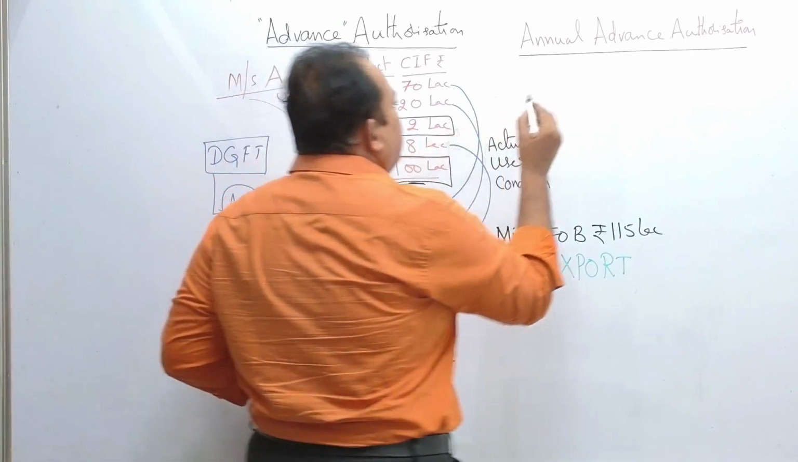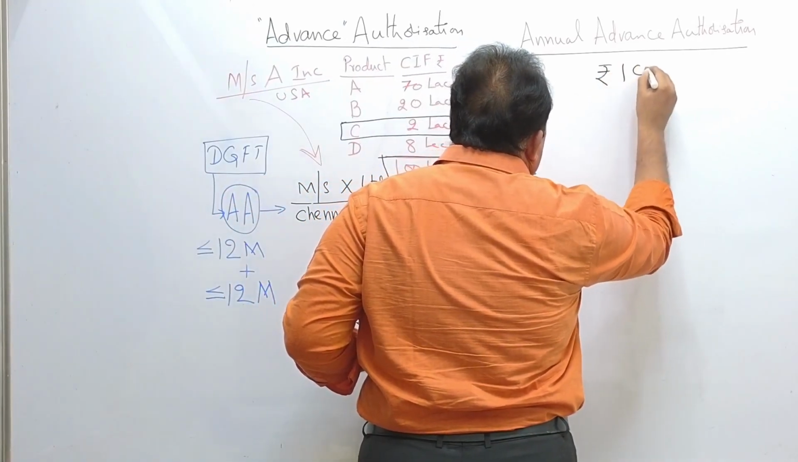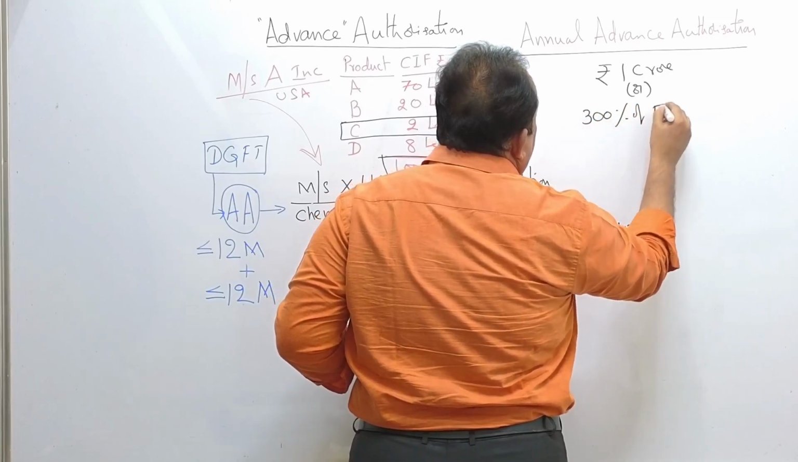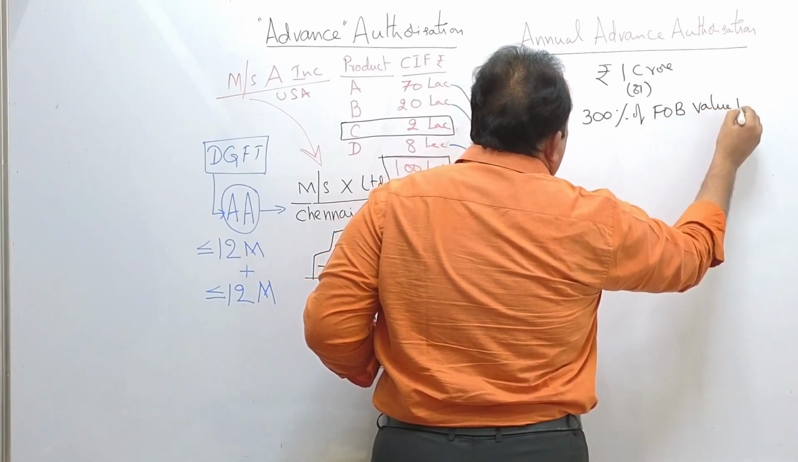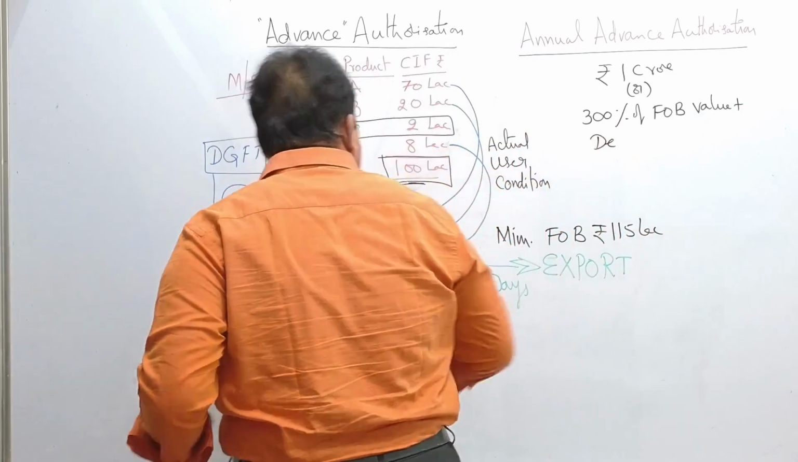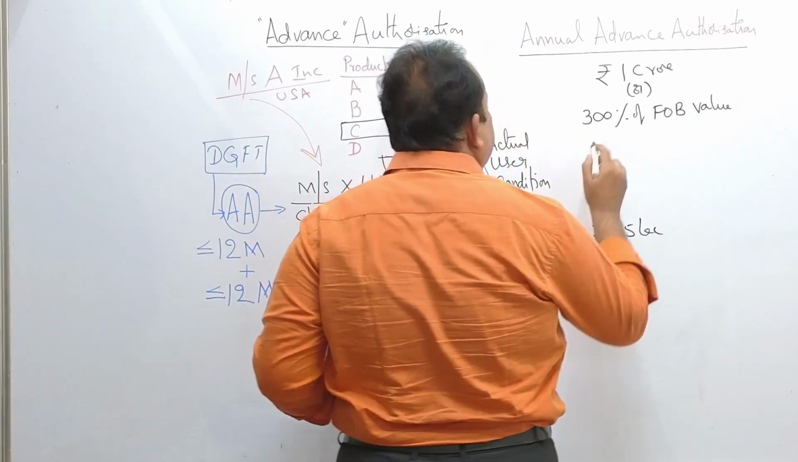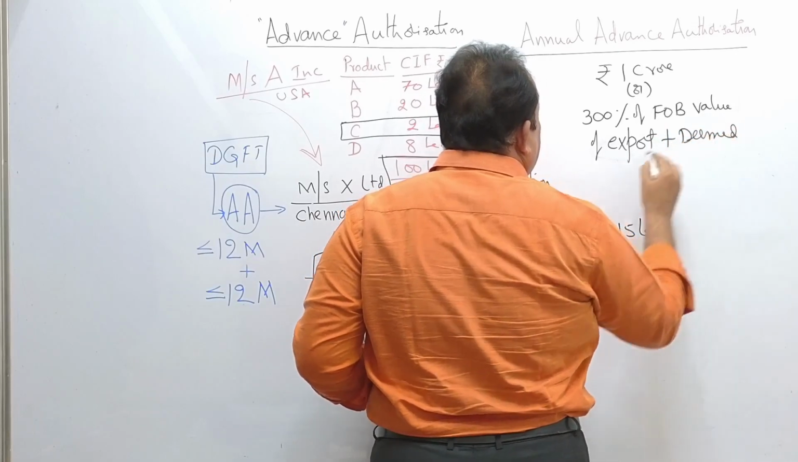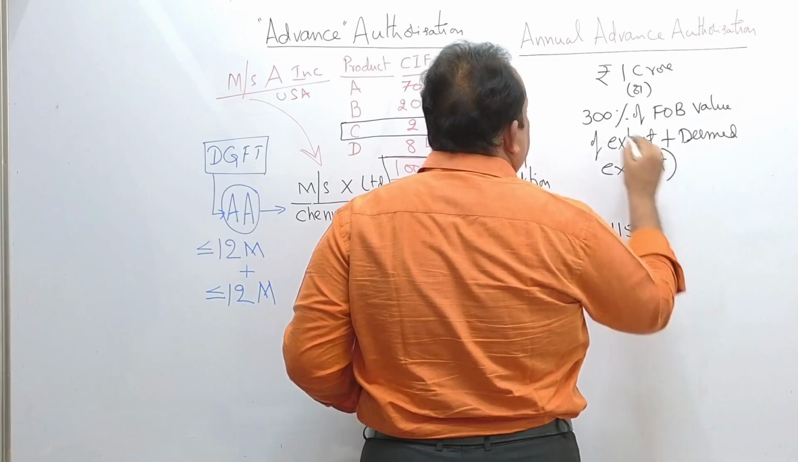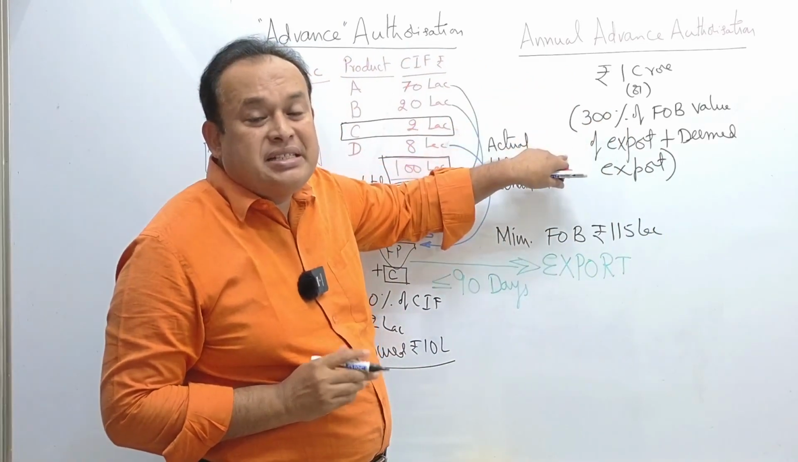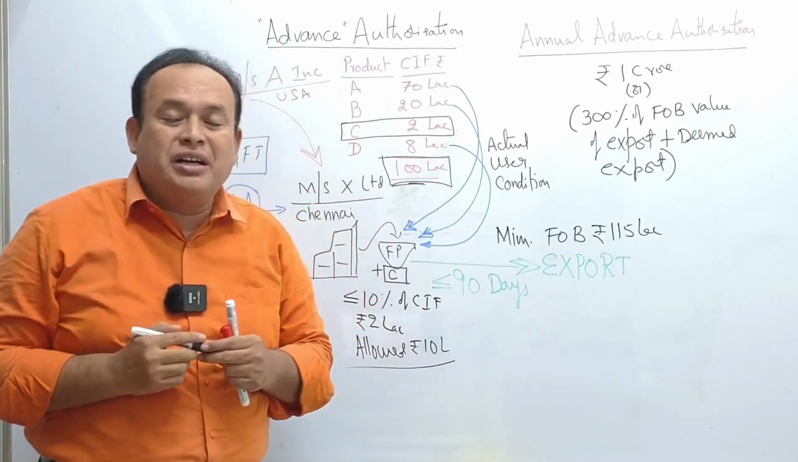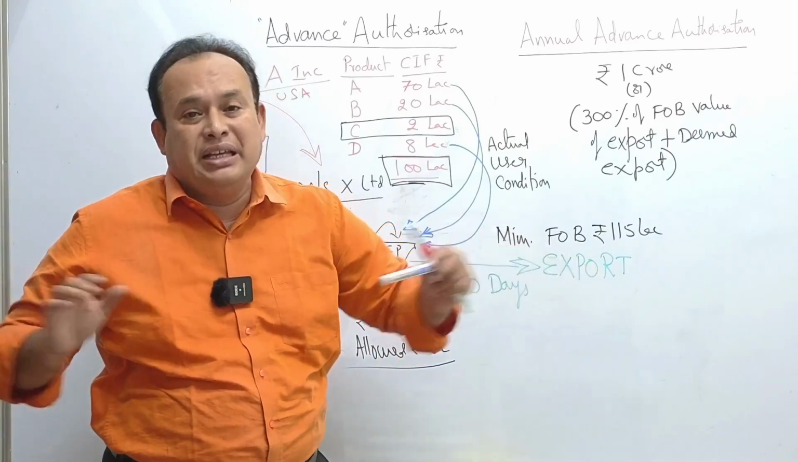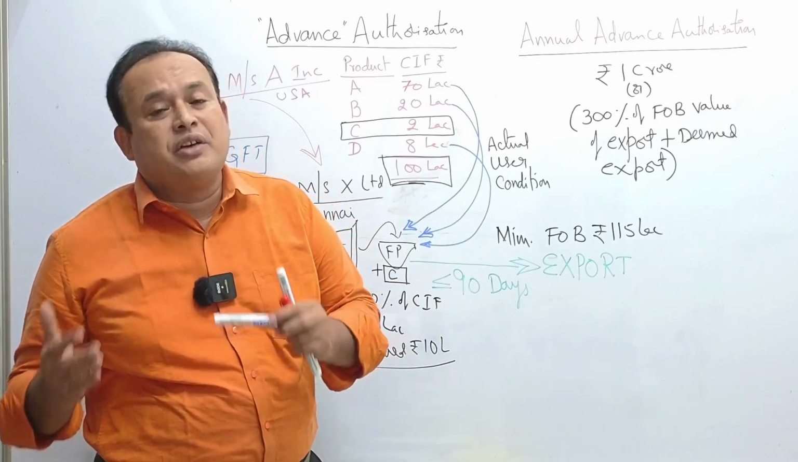How much? Look here. The value here is rupees 1 crore or 300% of FOB value of export plus deemed export. Among these two, whichever is higher, that much amount you can ask for as advance authorization throughout the year, throughout the financial year, throughout the licensing year. Licensing year is nothing but commencing from 1st of April, ending on 31st of March.